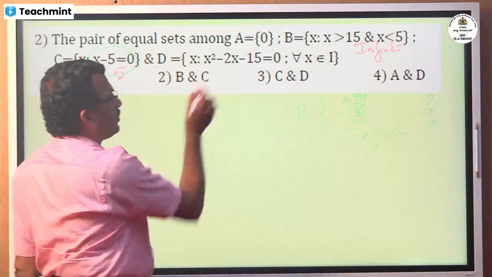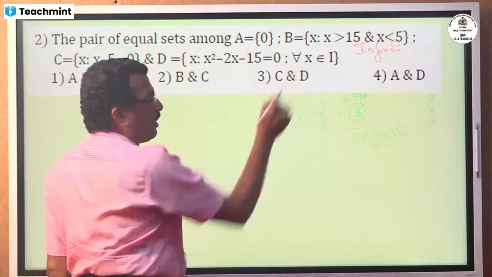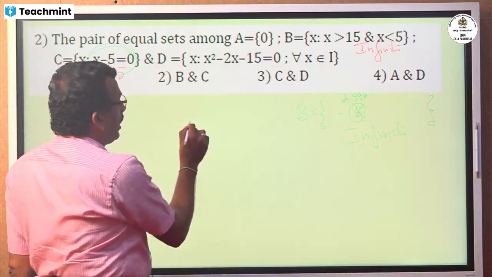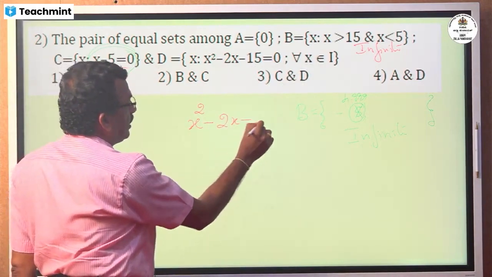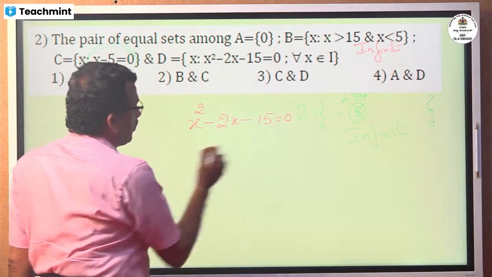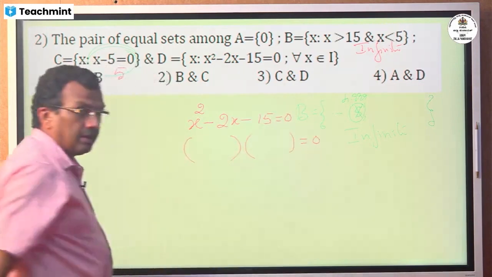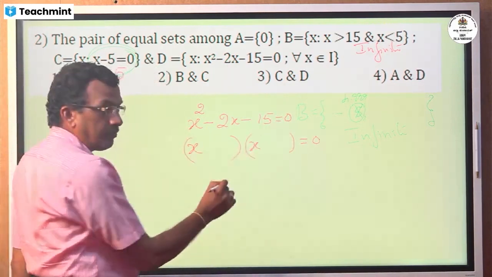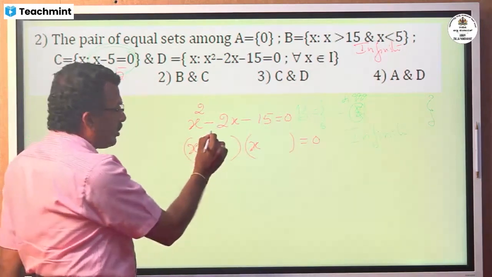When you go to the option D, it is a quadratic equation where x belongs to I is given. I is an integer, you know. Then I must factorize. If we factorize, a quadratic equation has two factors. See, we will factorize that one directly. x square can be written as x into x. 15 we have to split in such a way that the difference is 2.